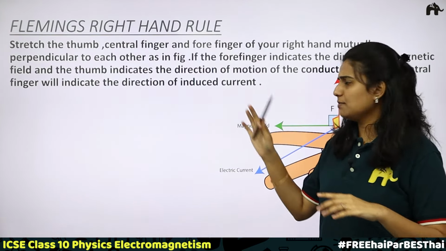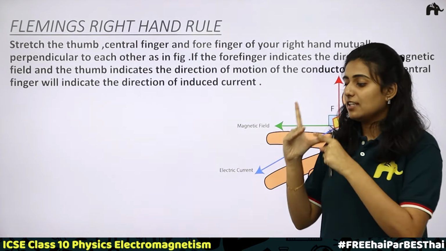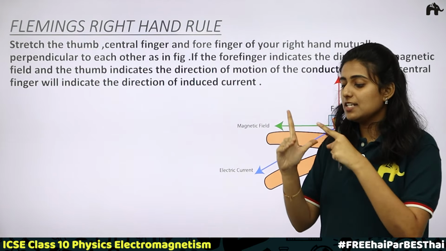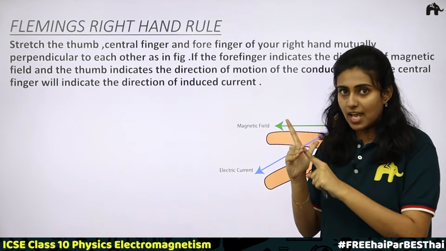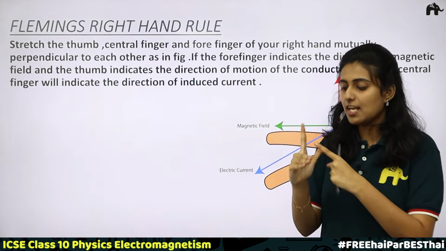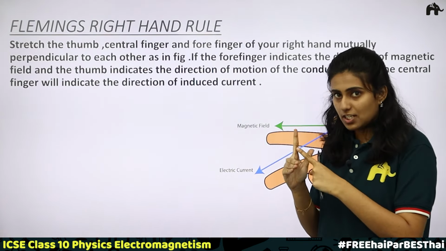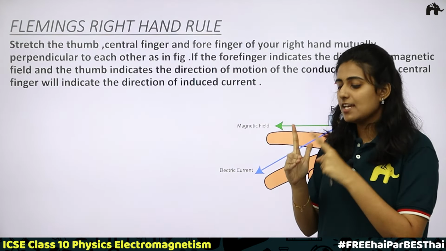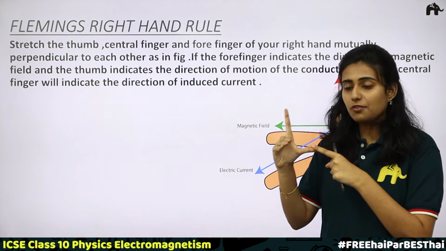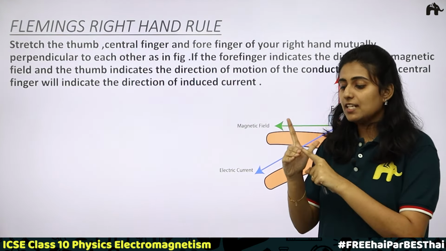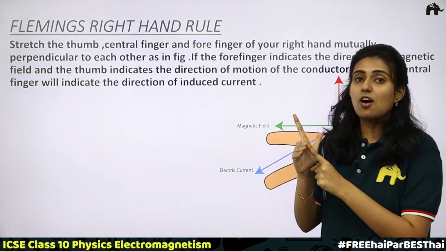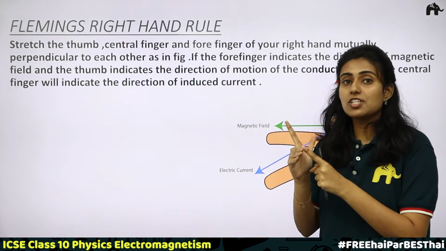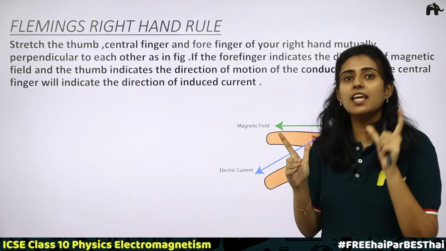Fleming's right hand rule. The statement is similar. You stretch the forefinger, thumb and central finger of your right hand mutually perpendicular to each other. If your forefinger shows the direction of magnetic field and the thumb shows the direction of force or motion, then the central finger or the middle finger will show you the direction of current. Not just the current, it is the induced current.